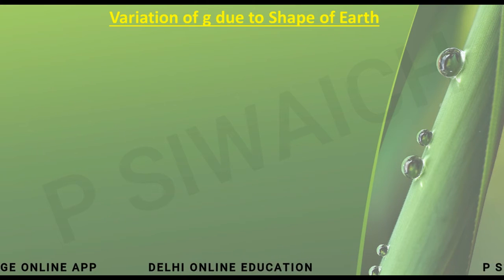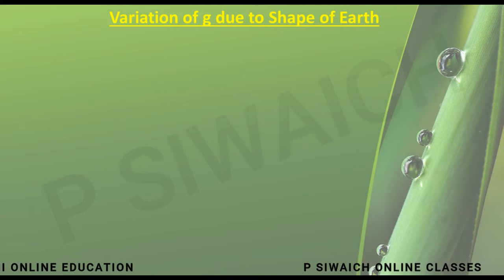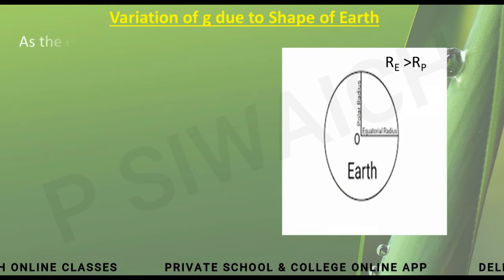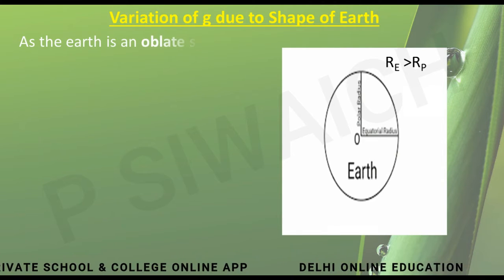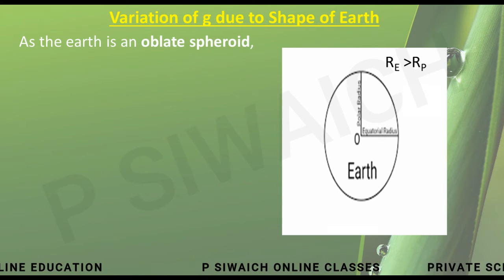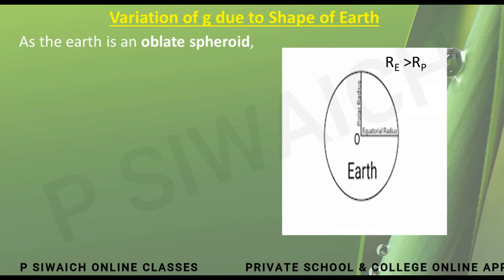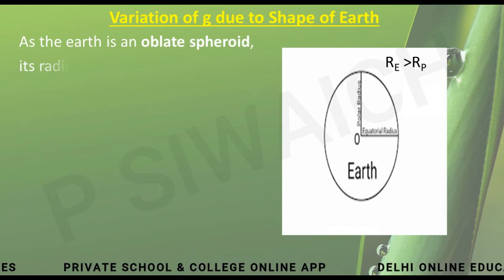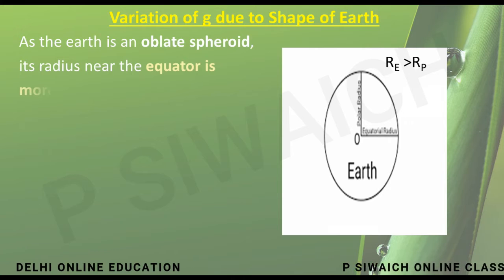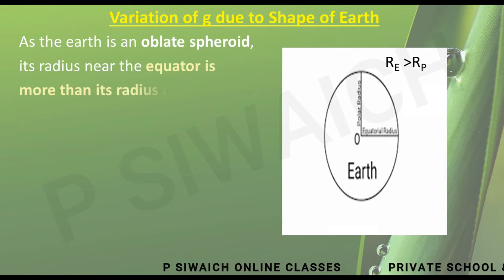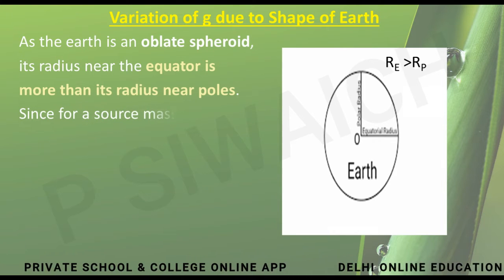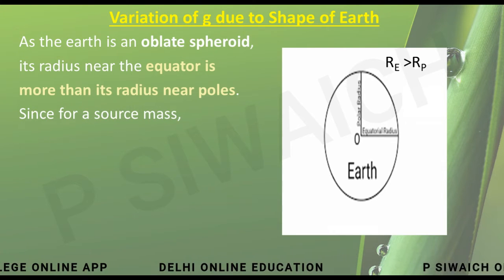Variation of g due to shape of Earth. In this figure, you can see R_e is greater than R_p. You can understand this with the following paragraph. As the Earth is an oblate spheroid, its radius near the equator is more than its radius near the poles. You can easily see in the diagram where the poles and where the equator are.